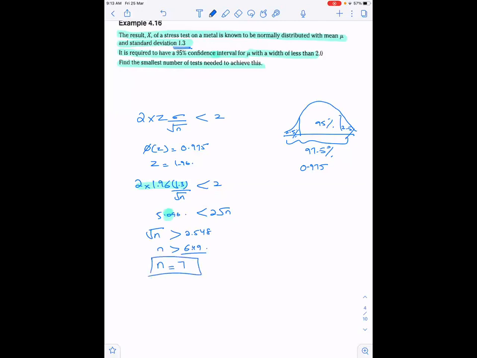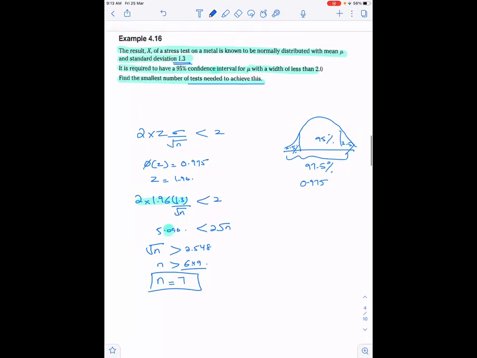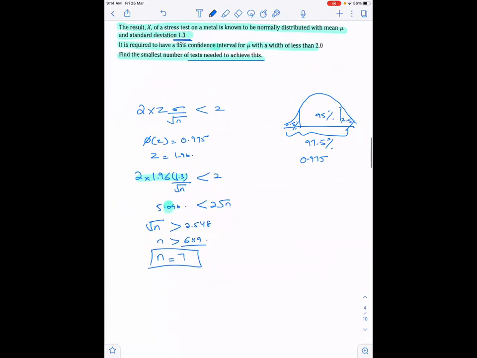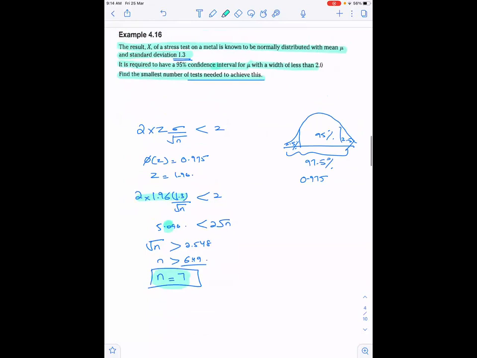That means n should be 7. Find the smallest number of tests needed to achieve this. So you have to have 7 tests to get a 95% confidence interval with a width of less than 2. So far so good. Any problem with this? Just focus your attention on the number: the sample size should be 7 to achieve a 95% confidence interval with width less than 2.